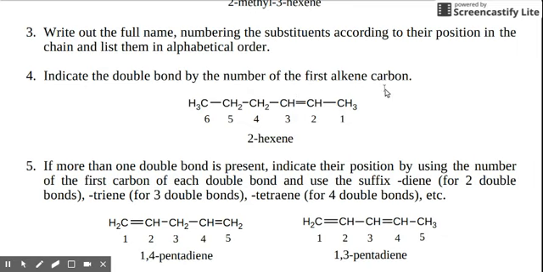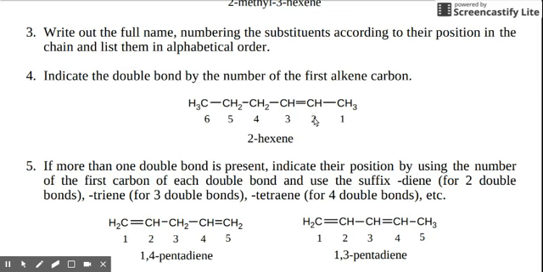So how do we indicate where the double bond is? Of course, mention the number where the double bond is. And between the two carbons, choose the lower number, and that indicates the position of your double bond.